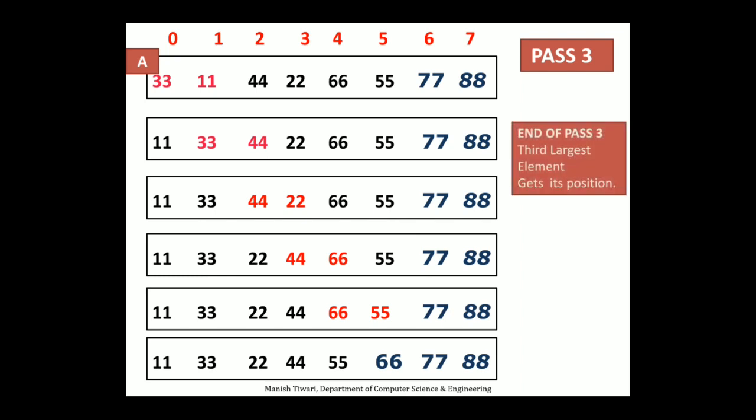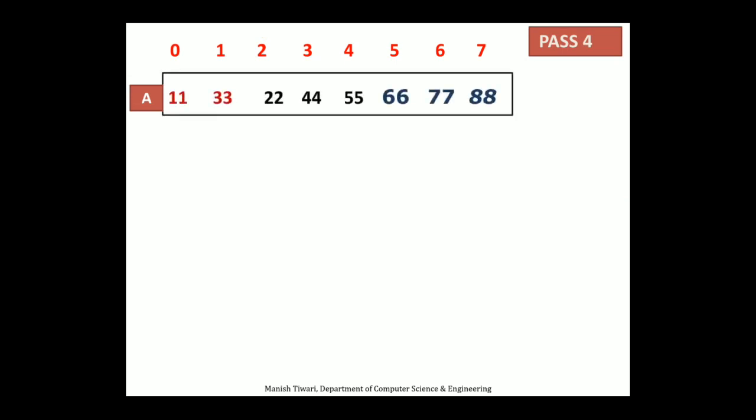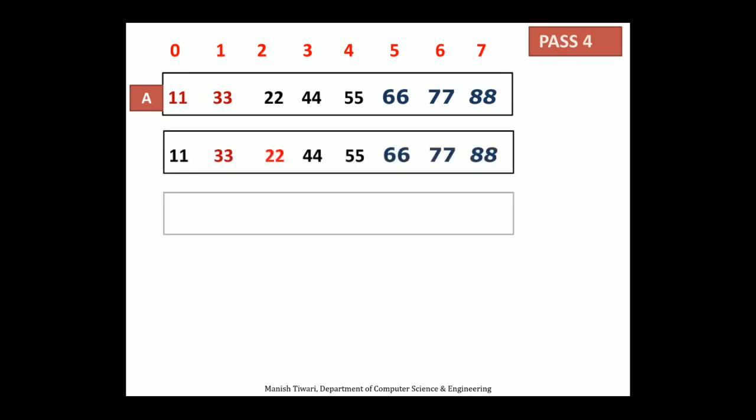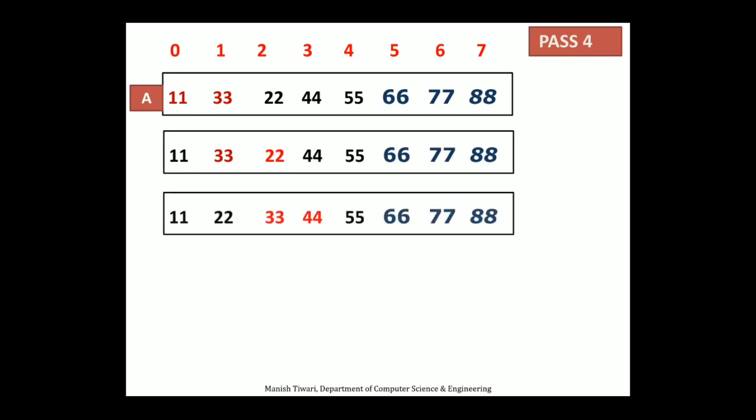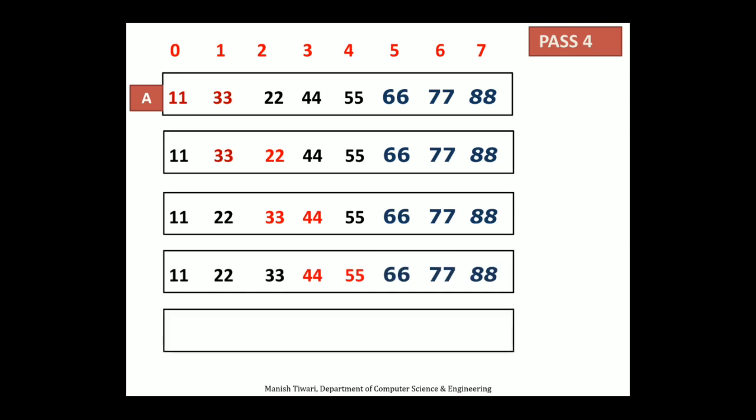So what will happen in the next pass? In the next pass we will have this array. Now three elements are already sorted, so again we do the same process. A0 will be compared with A1, A1 will be compared with A2, A2 will be compared with A3, and A3 will be compared with A4. And now you see at the end of this pass, the fourth element will get its position in the array.